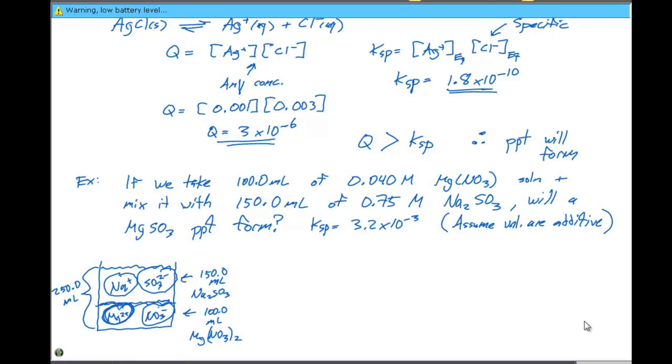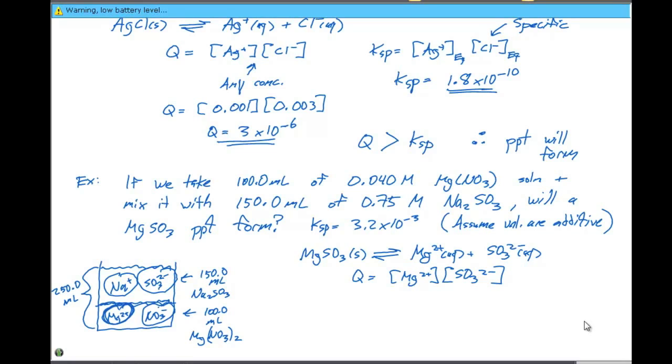So if we set this up, if we think about what our solubility equilibrium expression is going to be, we have MgSO3 as a solid, and it's going to be in equilibrium with magnesium 2+ ions in solution plus SO3 2- ions in solution. Our Q here is going to equal magnesium 2+ times the concentration of SO3 2-. So now what we have to do is calculate the concentrations of each of these species in solution.